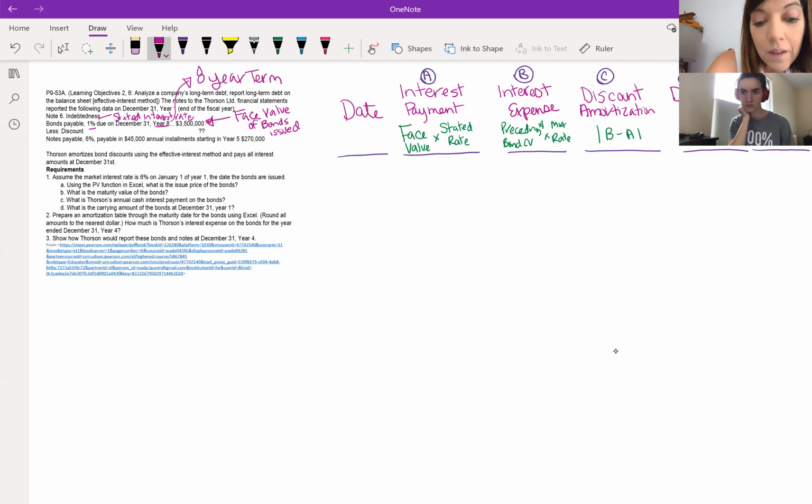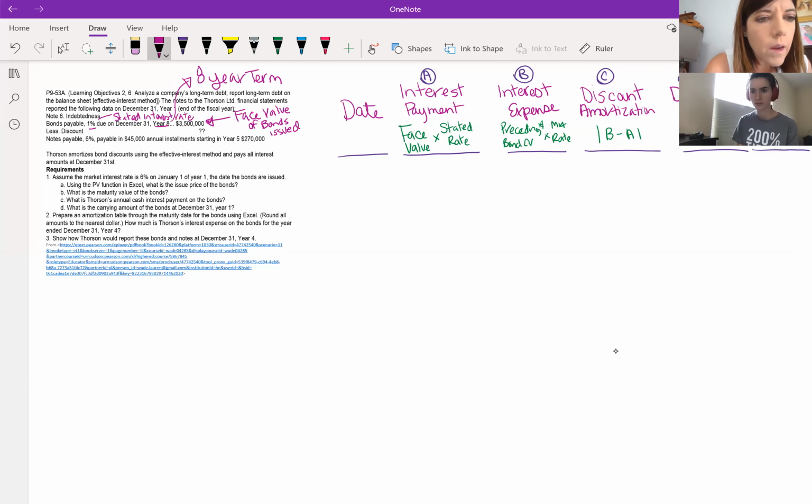You can ignore that because they're just giving you the footnote for footnote 6, which is the debt footnote. So bonds and notes are both debt. That's why it's included. But for right now, for our purposes, we don't need it.